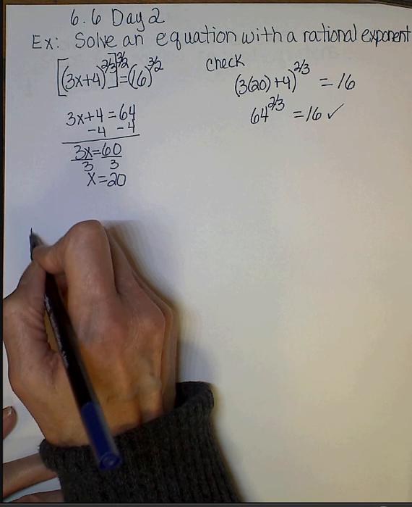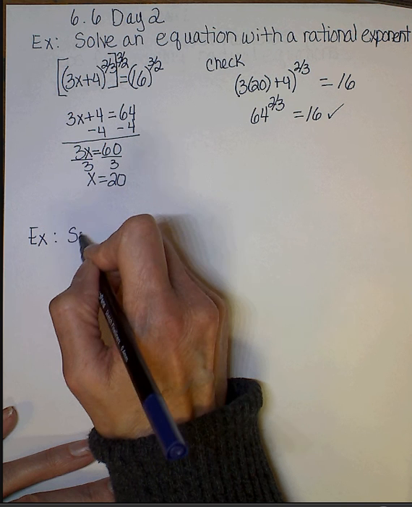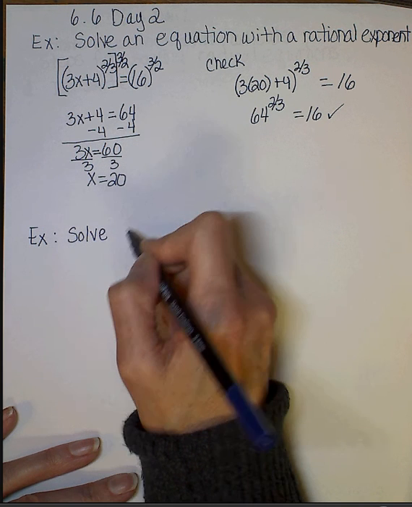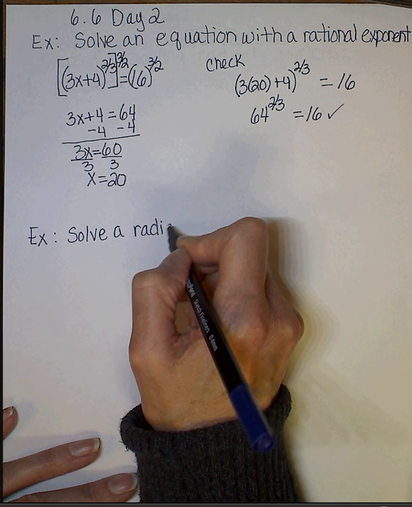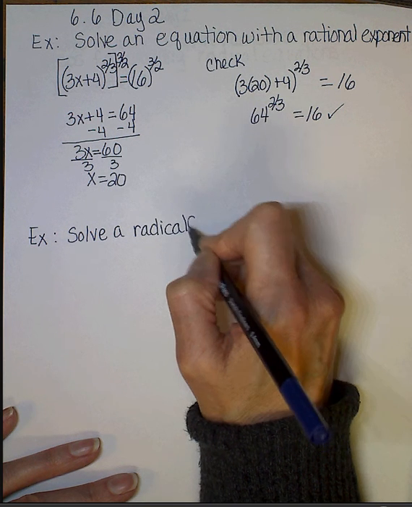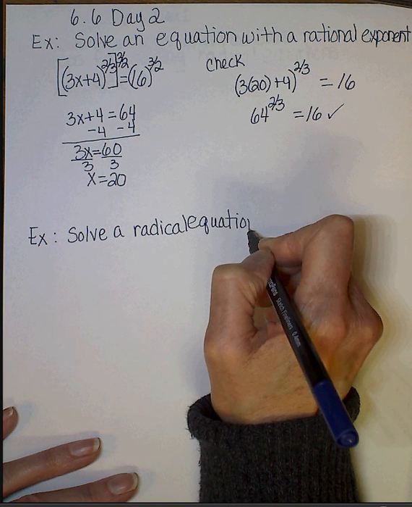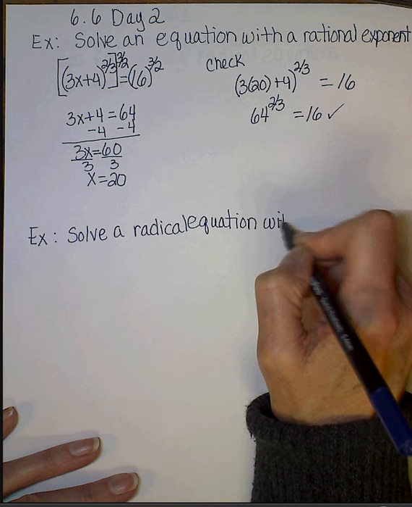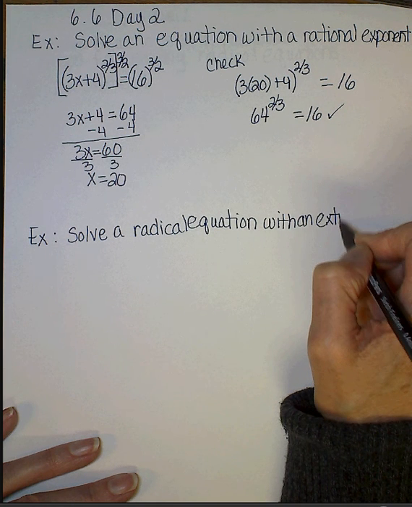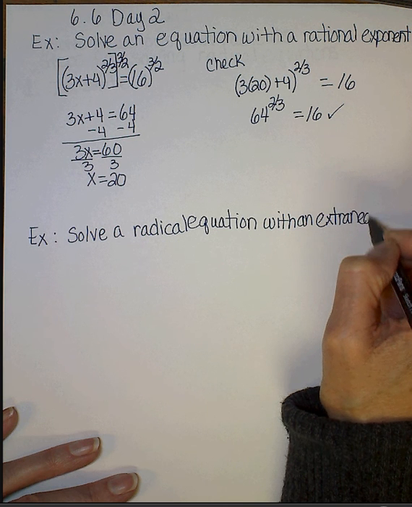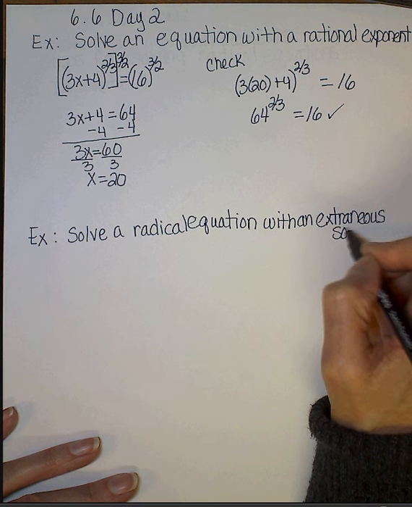Now let's do another example where we get an extraneous solution. So far the ones we've checked have all worked. So we're going to solve a radical equation with an extraneous solution. So this will show you why you need to check it.